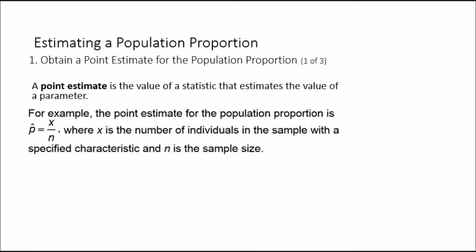A point estimate is the value of a statistic that estimates the value of a parameter. For example, to estimate the population proportion, you will need to use the sample proportion, which is p hat. P hat is equal to x divided by n, where x is the number of individuals in the sample with a specified characteristic, and n is the sample size.